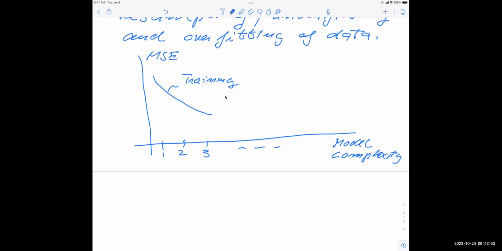So what is your expectation of the behavior of this curve when you increase model complexity? Will it increase or will it just keep decreasing? What do you expect from fitting a model with a given complexity to the training data? So any good suggestions? You can use the chat or you can just unmute yourself. So this curve, is it going to decrease or increase? Any good suggestions?